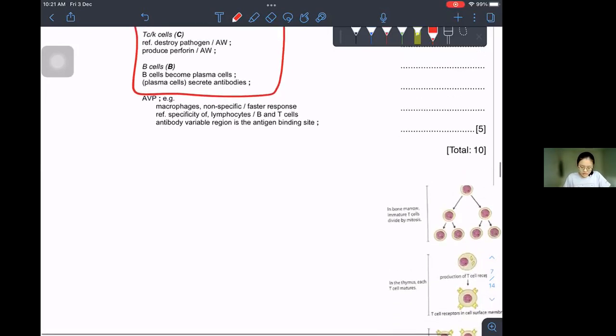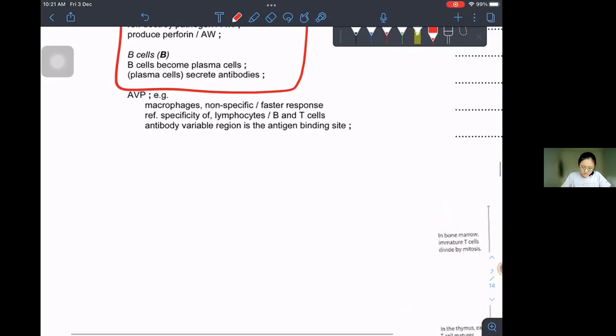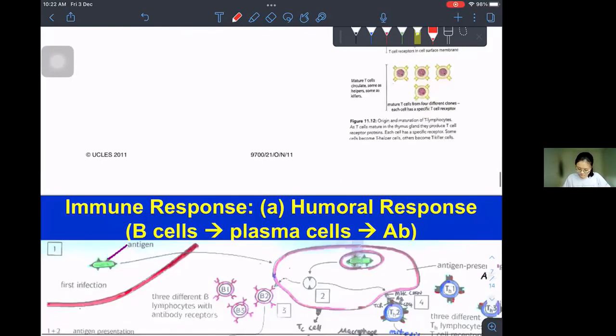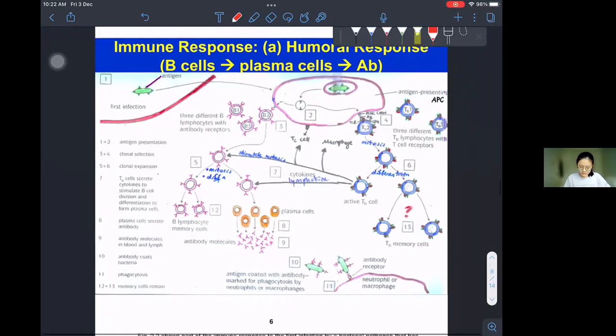So macrophages give a non-specific and faster response, and we refer to the specificity of the B cell and T cell, and also the antibody variable region is the antigen binding site. This antigen variable region I will discuss later. So here is the whole process of the immune response in our body.